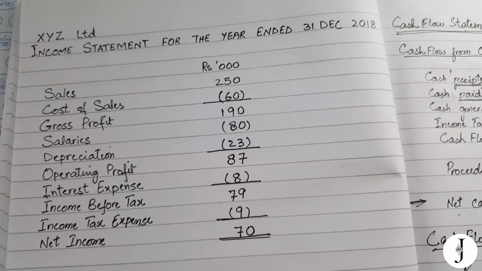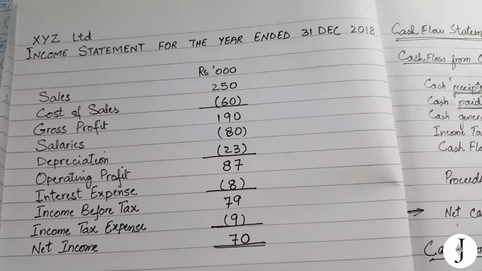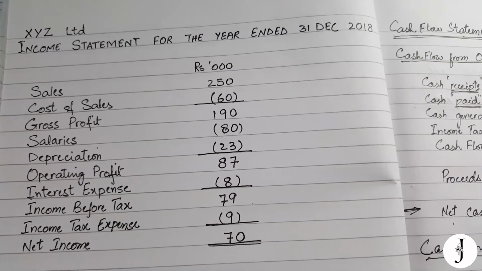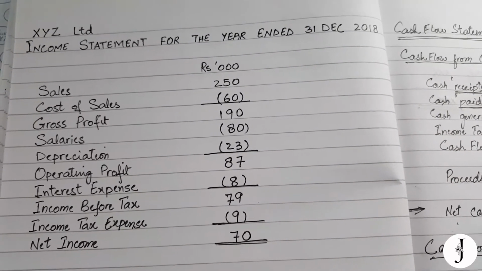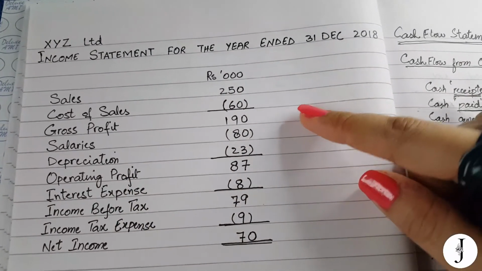If we take a look at the question, the income statement for the year ended 31st December 2018 is given for the company XYZ Limited. And here we can see sales, cost of sales.